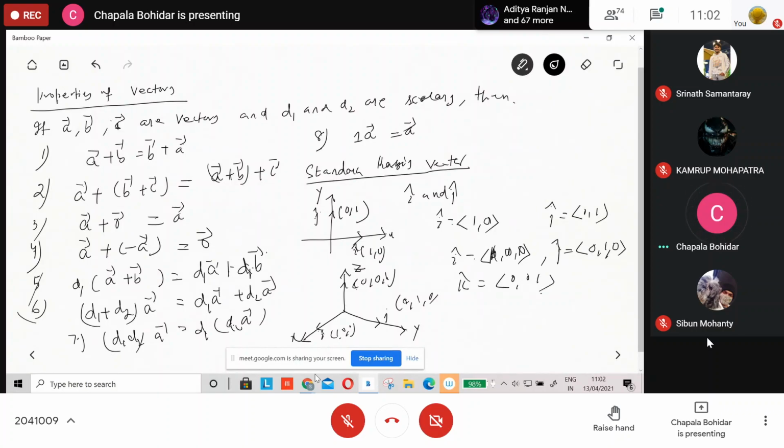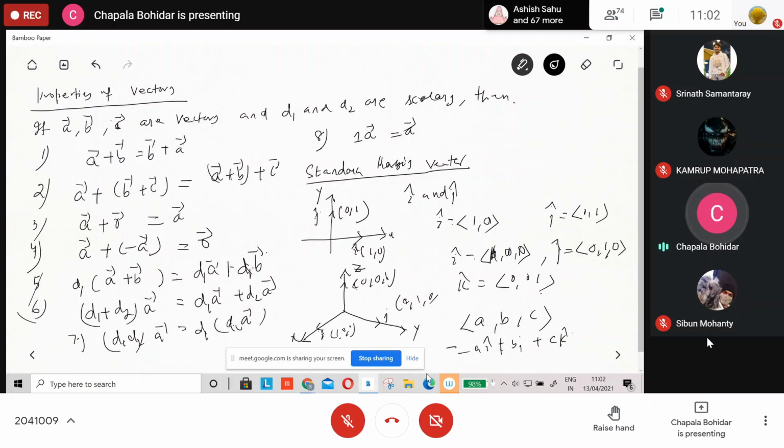Okay. So if you have any vector, for example, I am writing in general a, b, c, so that I can write down a i plus b j plus c k. That we can write down in this way.